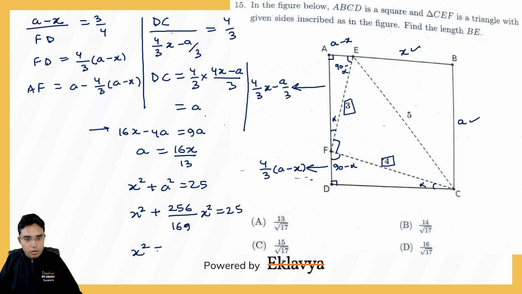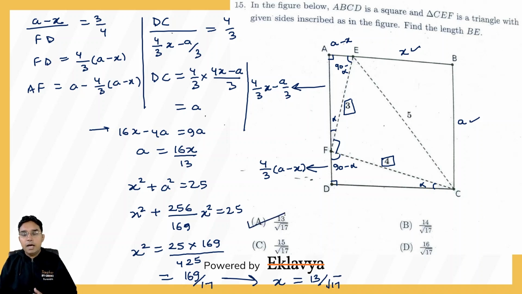Which gives us x squared equal to 25 into 169 upon (169 plus 256), which will be 425. So 25 will cancel, numerator and denominator, and it is 169 upon 17. So the value of x has to be equal to 13 upon root 17. 13 upon root 17 is the answer. So A is the answer of this question.